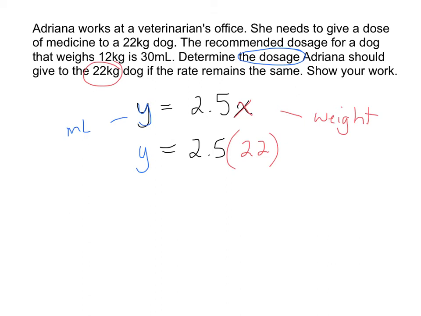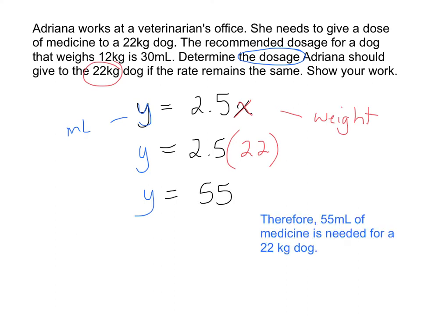Now we just need to simplify. You can do this on your calculator. 2.5 times 22 is equal to 55. That means that y is equal to 55. Now, since y represented the amount of medicine needed, we can conclude that, therefore, 55 milliliters of medicine is needed for this 22-kilogram dog.